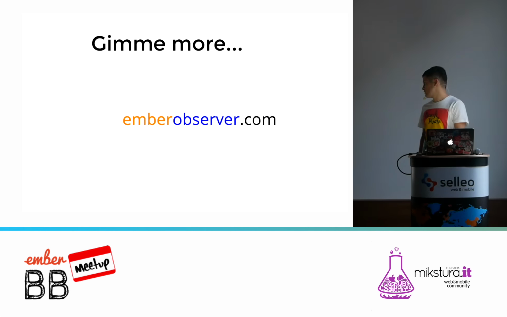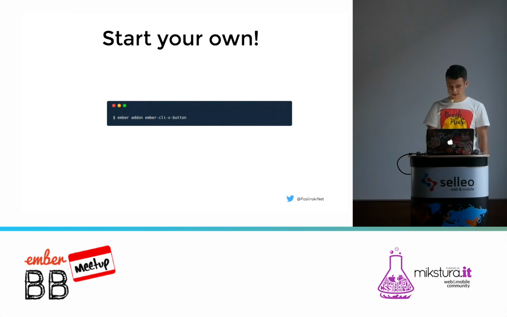If you would like to find more, just go on Ember Observer. To start your own add-on, use Ember CLI. It will basically create, based on the blueprints, the base structure of the add-on. There will be some samples, some sample specs as well, and you can start your own add-on now. If you, of course, need help, you can ask me or anyone here, probably on, for instance, Mikstura Slack or Mikstura Meetup.